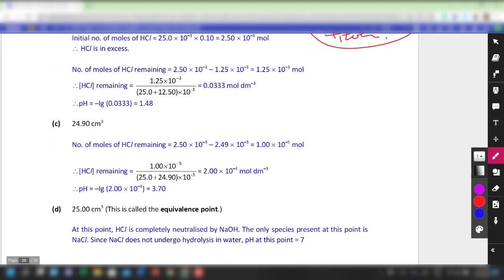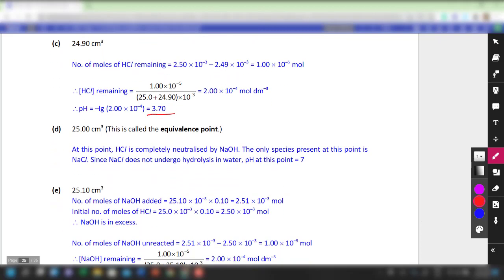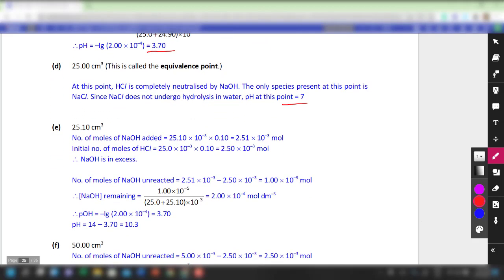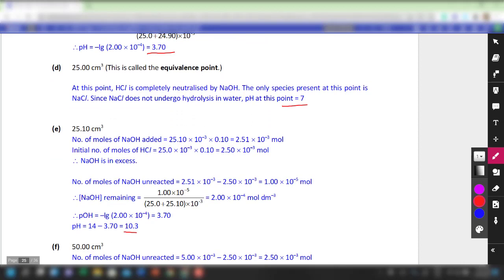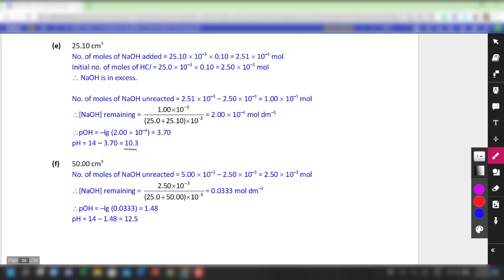Okay, so right before the end point, which is 24.90, you can easily perform the calculation as well. You should get pH 3.70. Equivalence point pH will be 7, and then slightly after the equivalence point, you have excess OH minus. It shot up to 10.3, and then if I have 25.00 cubic centimeters in excess of OH minus, final pH will be 12.5. Okay, so from the earlier knowledge, you would be able to perform all these calculations at ease.